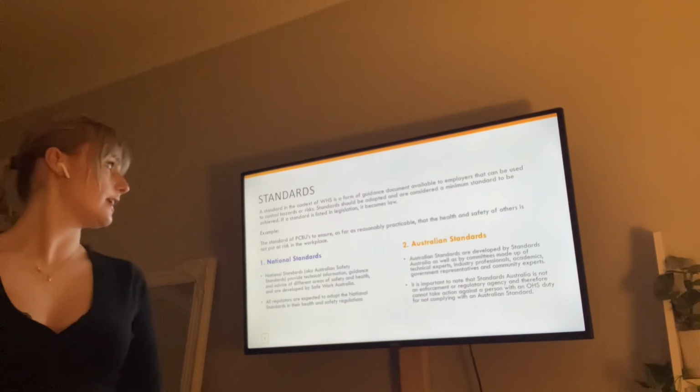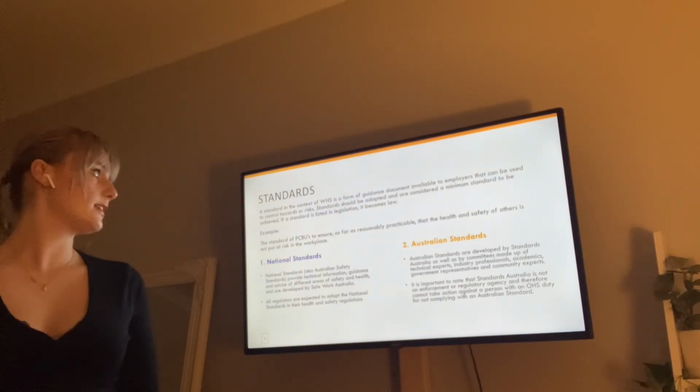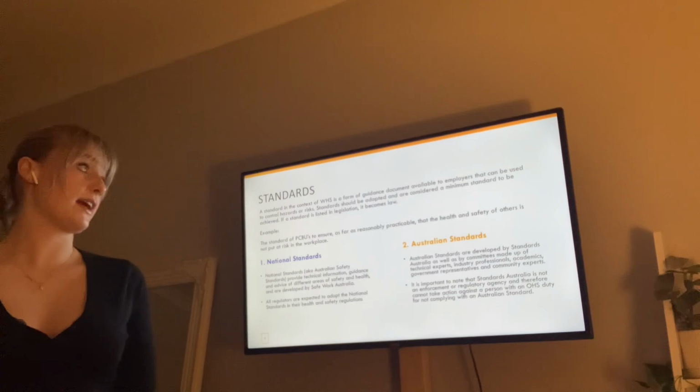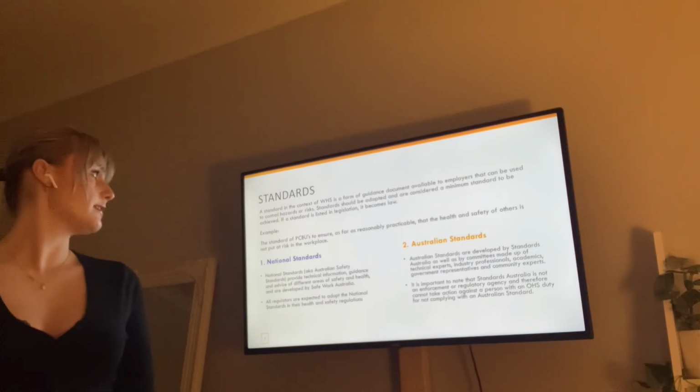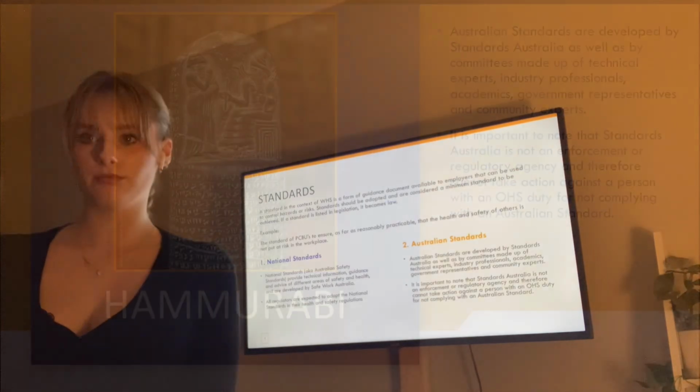An example for standards is the standards of PCBUs to ensure, as far as reasonably practicable, that the health and safety of others is not put at risk in the workplace.